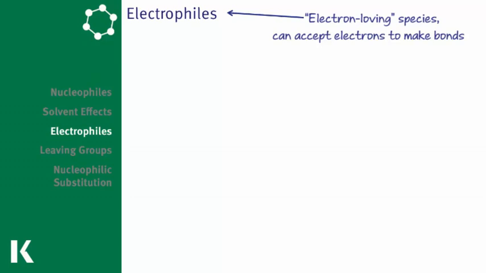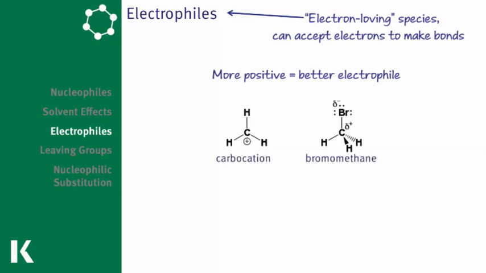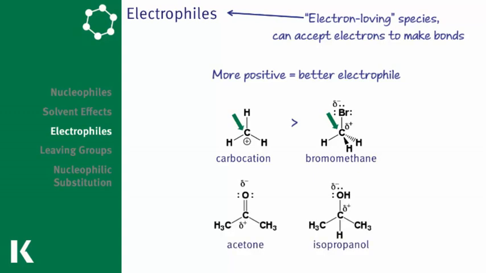Well, if you're thinking the opposite of what made a good nucleophile, then you're right. The more positive a molecule, and thus the less electron density it possesses, the better an electrophile it will be. Often, you will see electrophilicity attributed to a particular atom within a molecule. In the case of a full-on carbocation versus a partially positively charged carbon, the carbocation is a stronger electrophile.